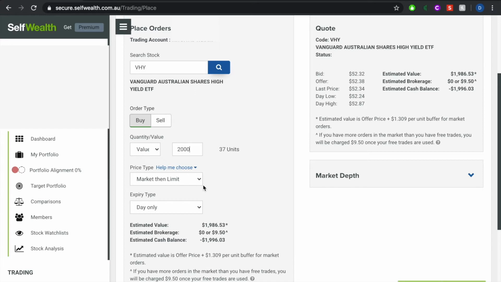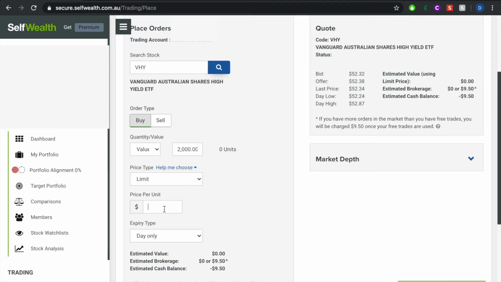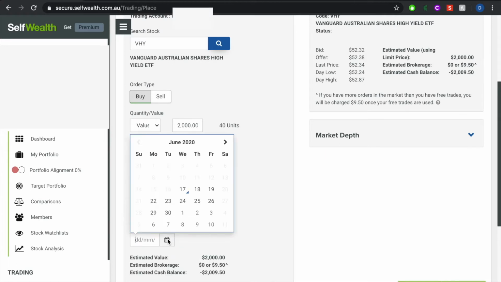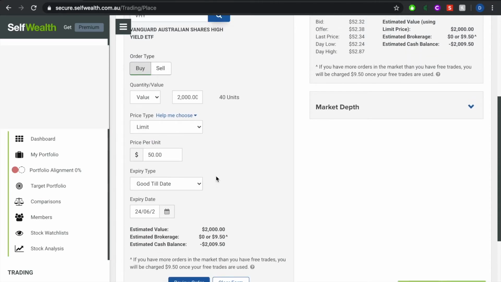This is one of the differences between SelfWealth and COMMSEC, in my opinion. When you put in a value amount, in SelfWealth you could actually choose the market then limit, which is the market price. It will roughly show you how many units you can get, instead of putting a limit on the price yourself. You could also do that. There's really no right or wrong in doing this. It's just preference. You can also put in $50, day only or good till date. Say I want to put in next week, and then you just go review order, and that's it.